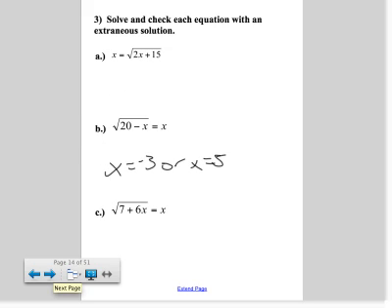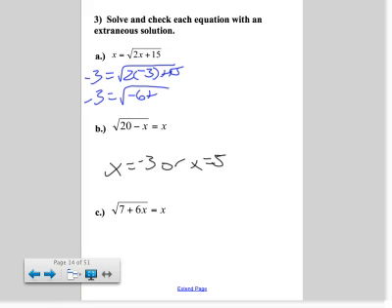So I'm going to plug them in and make sure they work. So when I plug in negative 3 for x, I get negative 3 equals the square root of 2 times negative 3 plus 15. That says negative 3 equals the square root. 2 times negative 3 is negative 6 plus 15. Negative 6 plus 15 is 9, so that's a square root of 9, which is 3. So I have negative 3 equals positive 3. I think we agree that that doesn't make any sense. And so that's the extraneous solution. That's a solution that does not work.